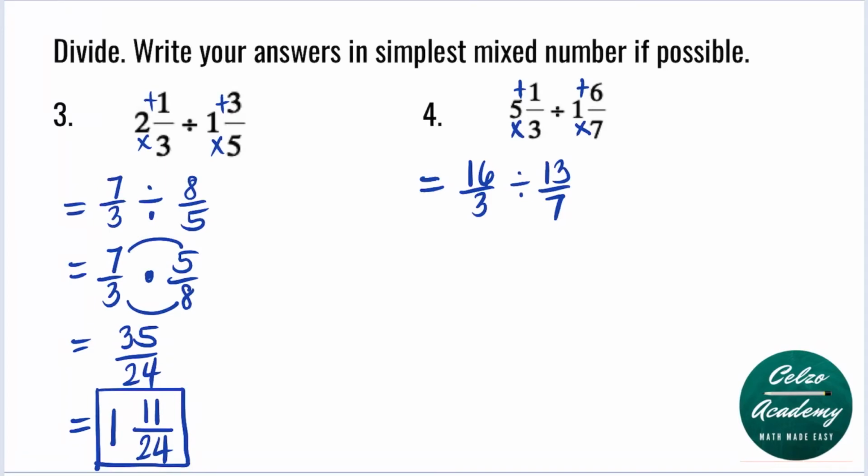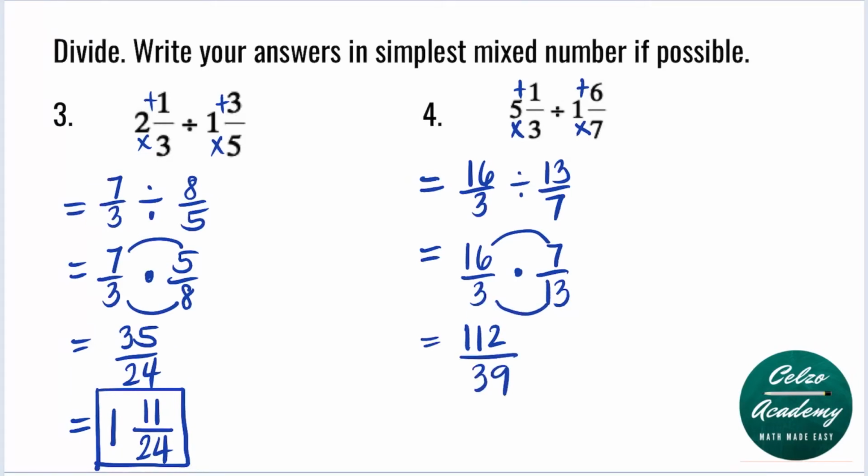Now let's change this into a multiplication problem using KCF. We keep the first fraction as 16 over 3. We change division to times. And we flip 13 over 7 as 7 over 13. Now we multiply the numerators 16 times 7. 16 times 7 is 112. Now let's multiply denominators 3 and 13, and that is 39.